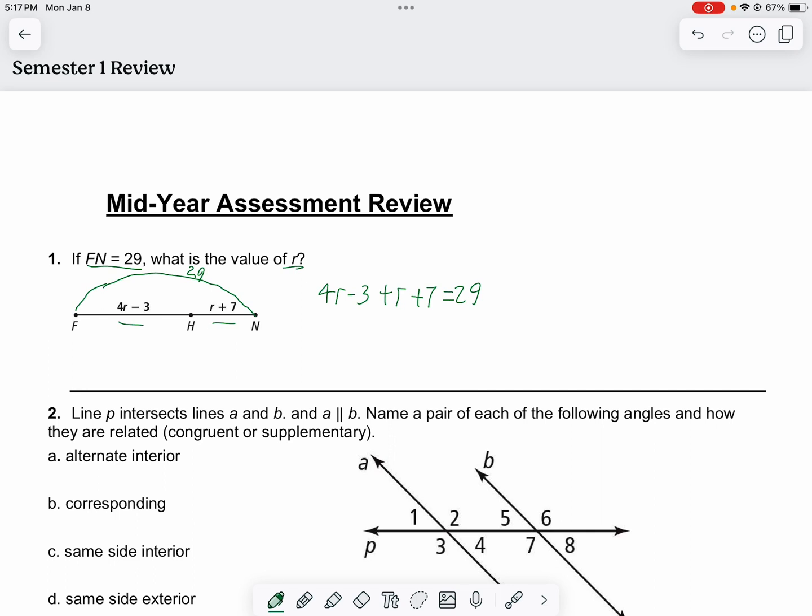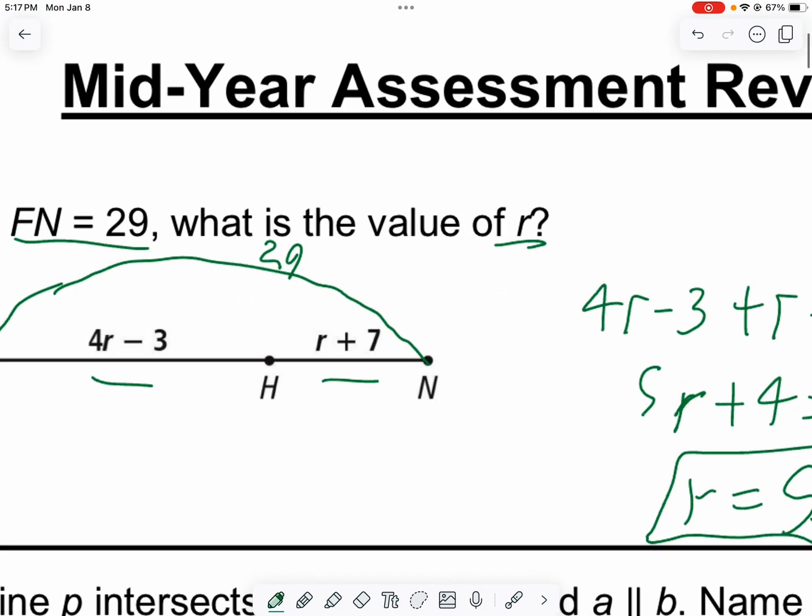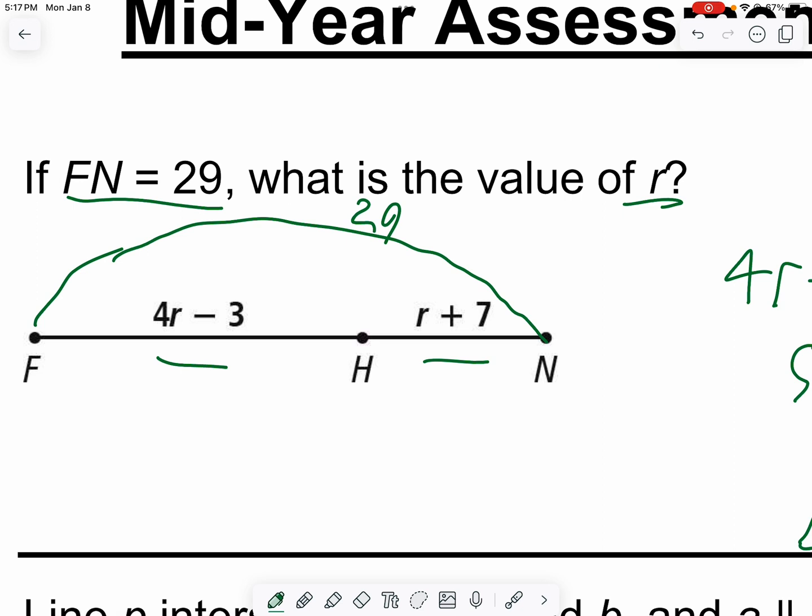Going ahead and combining like terms, I end up with 11r plus 4 is equal to 29. Solve for r: you subtract 4 from both sides, then divide by 11. r is equal to 5. So that's great, we solved for r, but we can also plug it in. Remember, in geometry, almost always we want to plug it in.